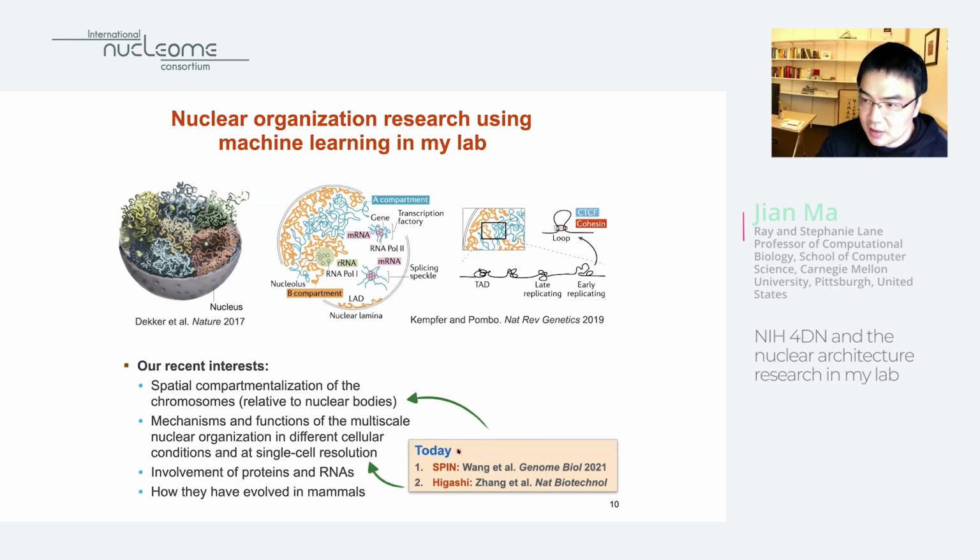I'll highlight two recent works. One is called SPIN, recently published in Genome Biology, and the other is a method called Higashi for single cell 3D genome analysis. This is coming out in Nature Biotechnology.